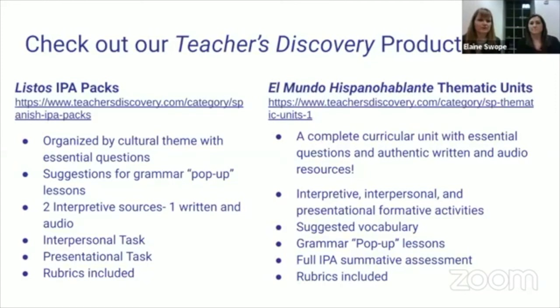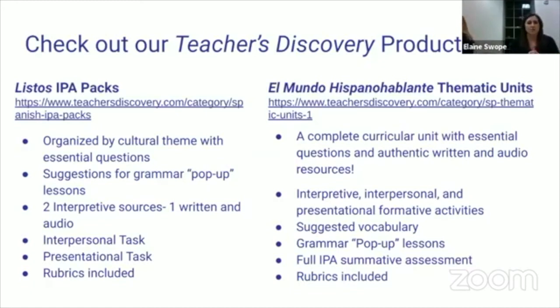One of our newer products that we started doing were thematic units, and it's a whole unit that you could use throughout the quarter. The unit is designed over a series of essential questions, and there is a mixture of authentic written as well as audio resources. So you'll have a variety of activities. You'll have several videos, you'll have infographics, you'll have articles, you'll have websites.